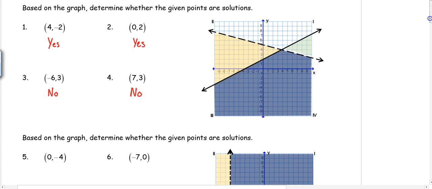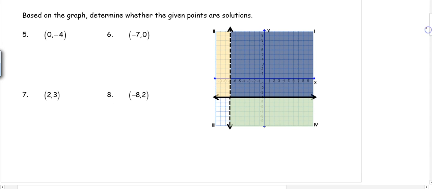Let's try again looking at this second graph. So determine if the point's a solution or not. So let's go to the point 0, -4. 0, -4 is on a solid line. Remember, this darkest shaded region is my feasible region, where all of the points work. So this is a solution.